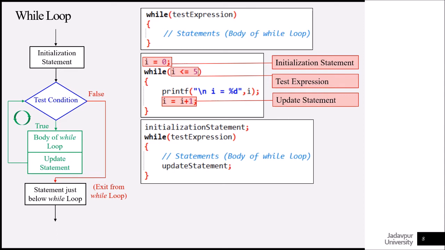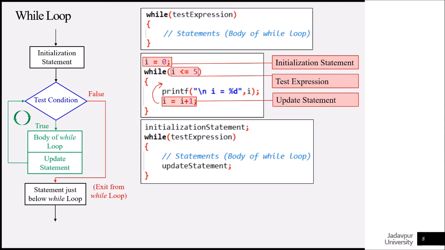Now it must be mentioned here that this update statement can be provided anywhere within the body of the while loop. So if we consider the example that was discussed in the previous slide, then instead of providing it after the printf statement, it could have been provided before, and that would have worked okay. There would be no problem with this loop. However, if you do not provide the update statement, then obviously it leads to an error.